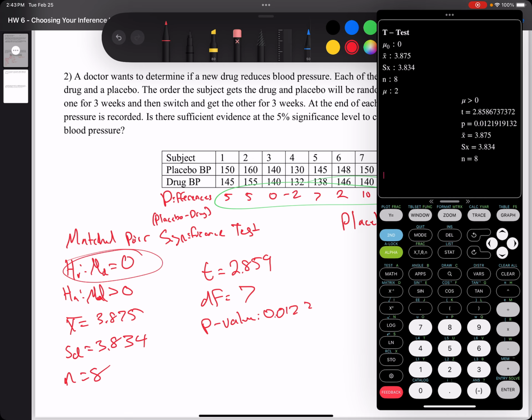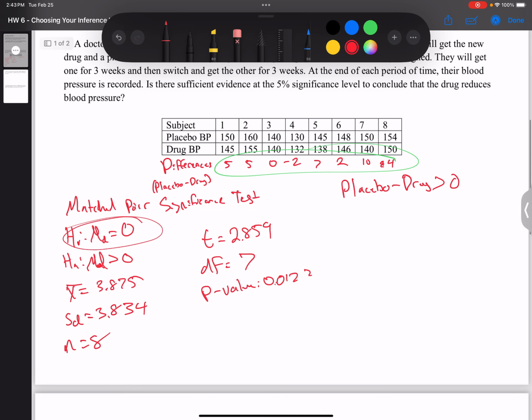And then it says to interpret this in context of the problem. Our alpha for this one was 0.05. Because our P value was less than 0.05, we reject the null hypothesis and we have convincing evidence that the drug reduces blood pressure. So again, it's just the script we've been following forever.